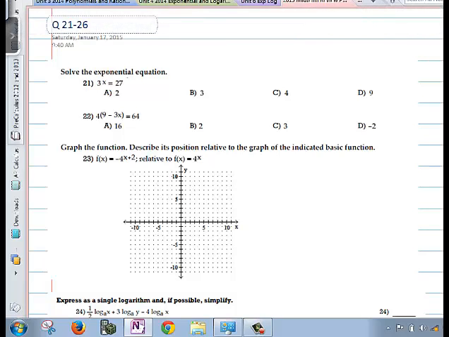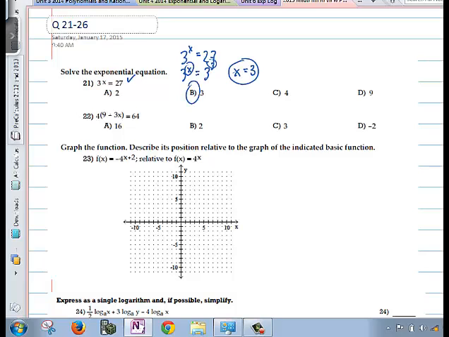I want to start off by just reminding you that when you have an exponential equal to a number, we have to try the change of base strategy where we want to make these both base 3. So we have 3 to the x equals 27. Switching bases to base 3, 3 to the x equals 3 to the third, and that would indicate that x has got to equal 3 by setting the bases equal to each other. So choice B would be our answer here.